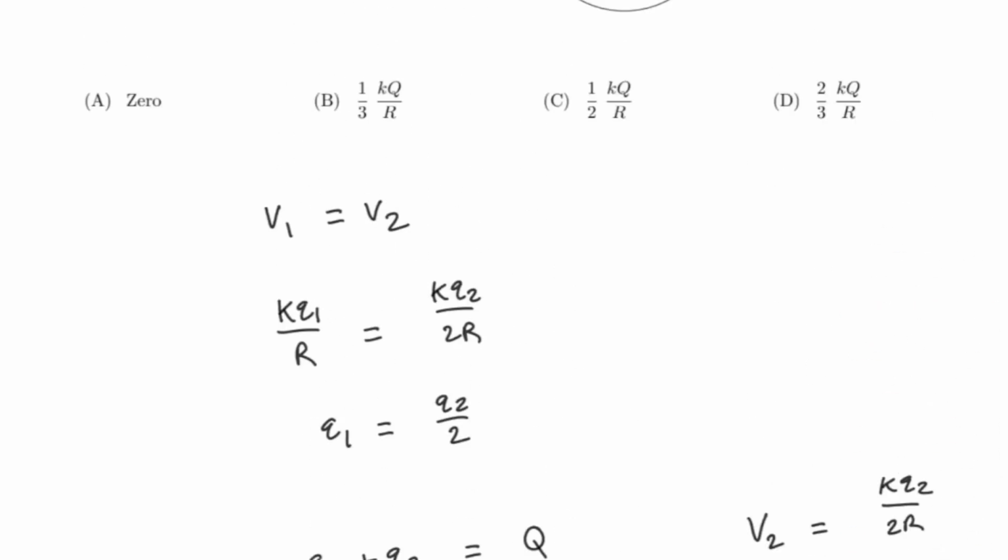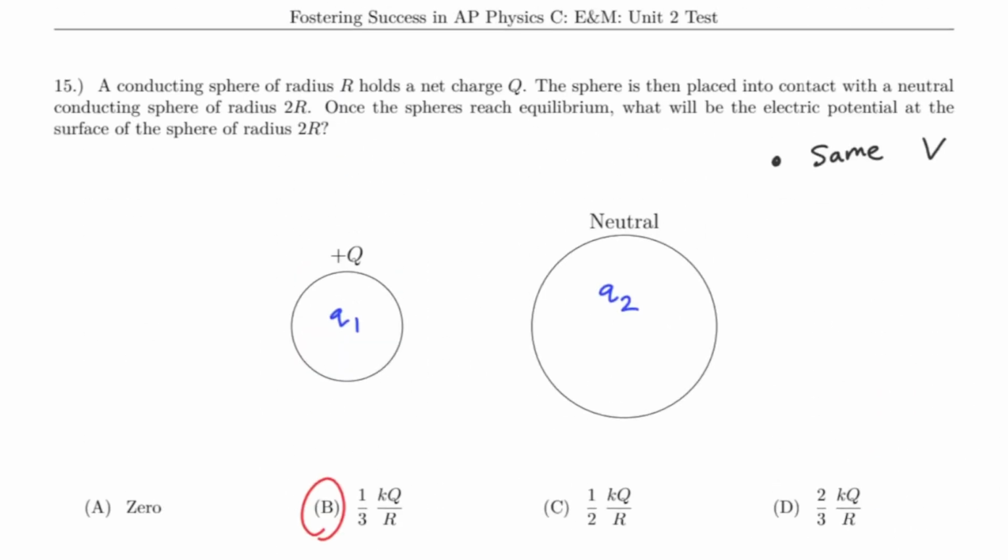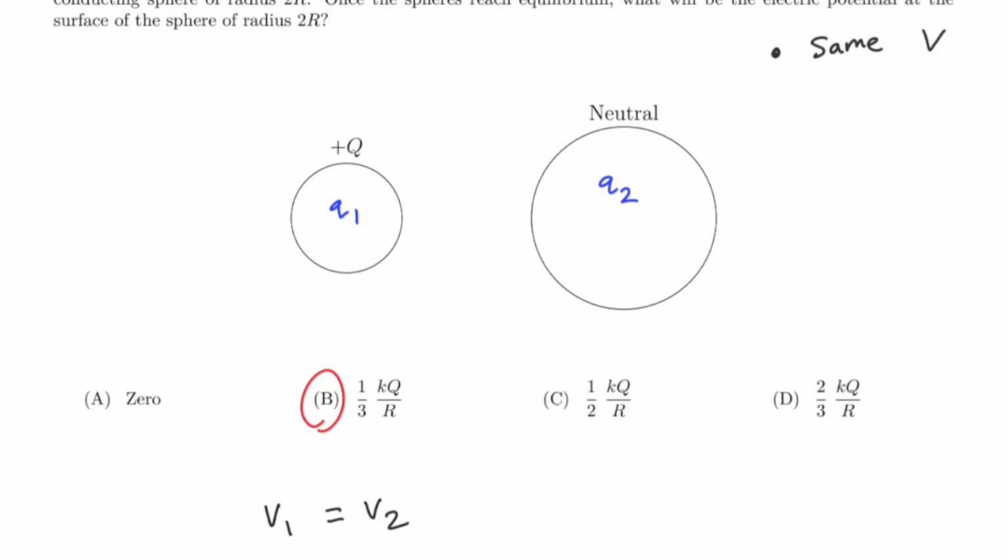And here's a quick way to actually see this answer without working all this out. We could have done this with the system and said that V1 equals V2 equals V of the system. And that's just going to be equal to K times the total charge of the system divided by the total radius of the system, 3R. So we'd get the same result with like one line. So that's the multiple choice, pretty standard.